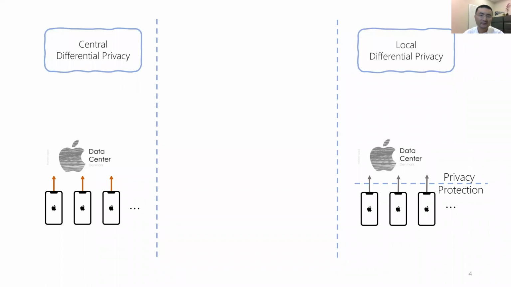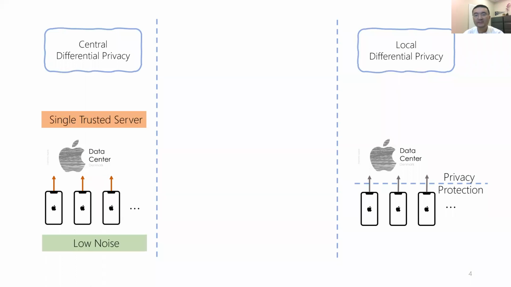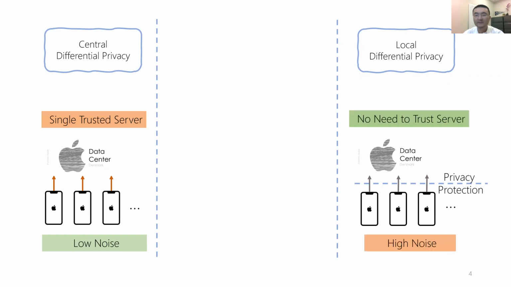This figure shows the comparison between the traditional or central differential privacy and the local differential privacy. In the central differential privacy, the server needs to be trusted and users need to send their data directly to the server. In the local differential privacy, users, on the other hand, don't need to trust the server, but the overall noise in the local setting is much higher.